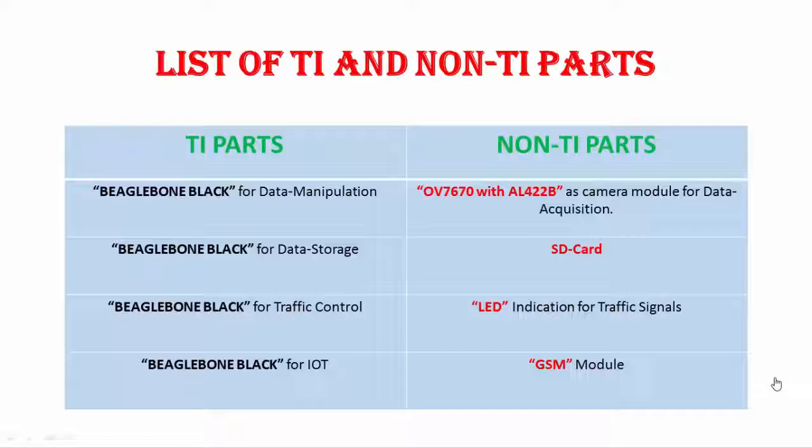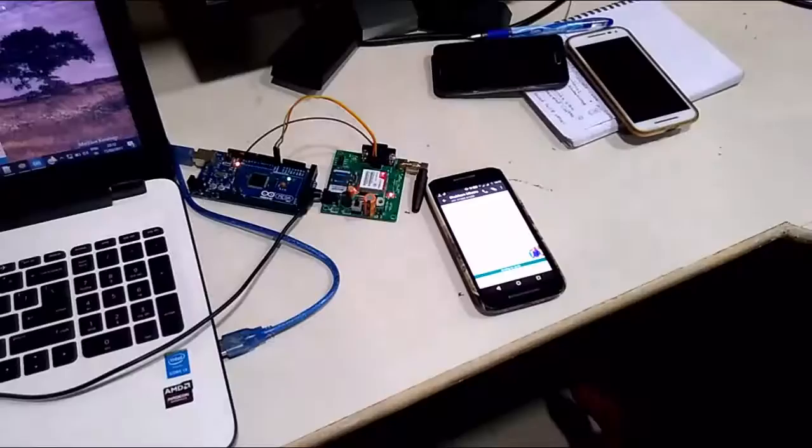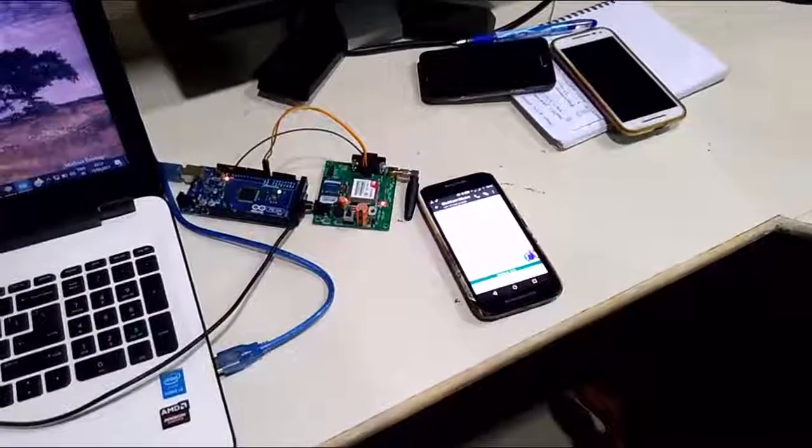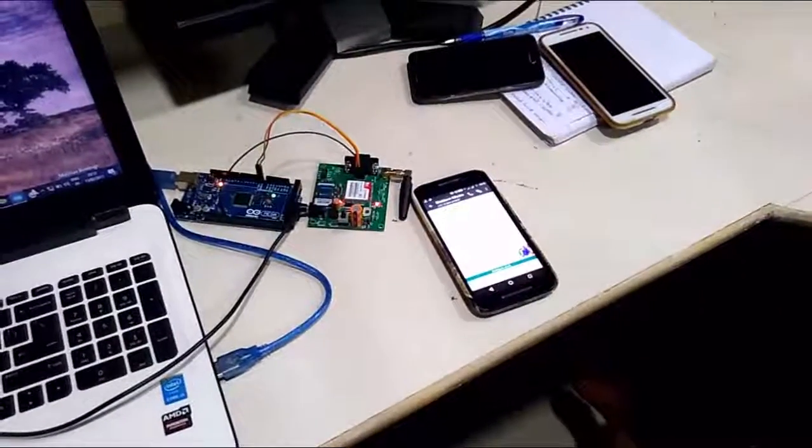This is the list of TI and non-TI parts which we have used in our project. BeagleBone Black is our main part. We have used BeagleBone Black for data manipulation, data storage, traffic control and IoT. Now, in non-TI parts, we have used the OV7670 camera module, SD card, LEDs and GSM module. Till now, we have successfully implemented the GSM module and camera module.